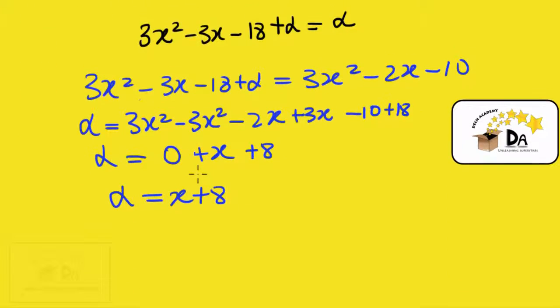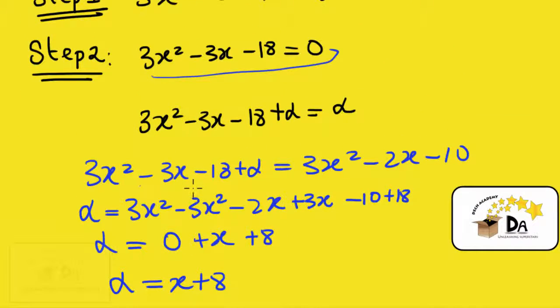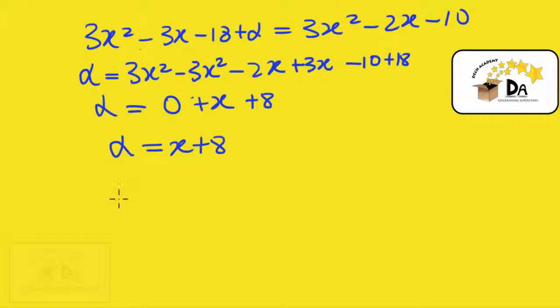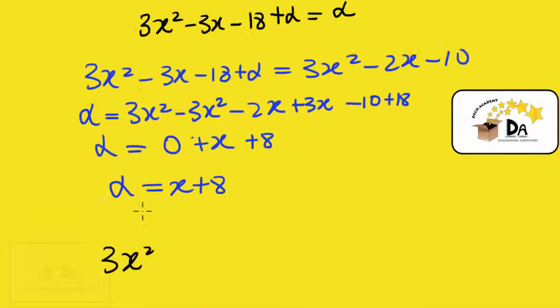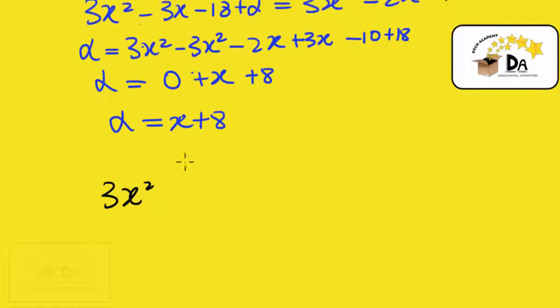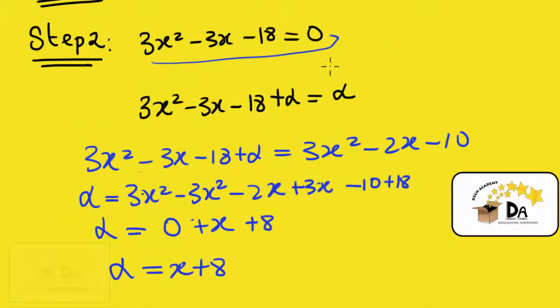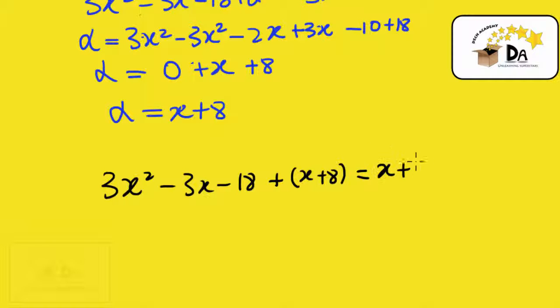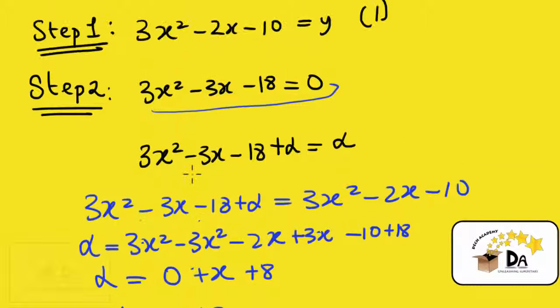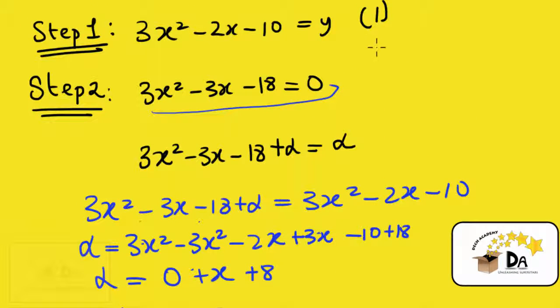So I have 3x squared minus 3x minus 18 plus alpha, which is x plus 8, is equal to alpha. So let me just restate what I just did. This is the first step. Step 1 was easily understood.